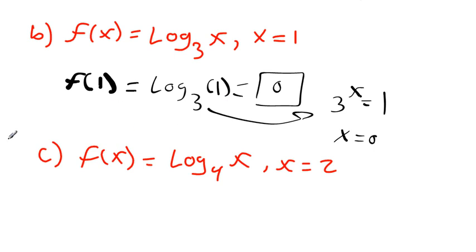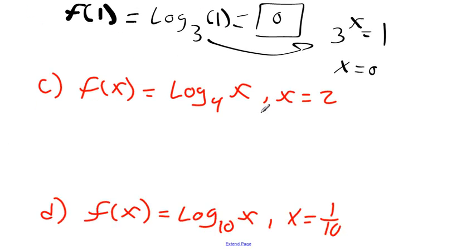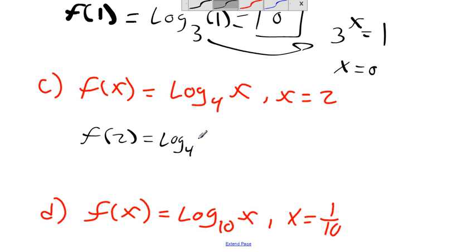Moving on right now. Going on to part C. So we're going to replace x with 2 here. So f of 2 equals the log base 4 of x. But we're going to replace our x with 2, right? So let's just replace that right there. So 2. So log base 4 of 2. Well, that again means 4 to the power of what equals 2.